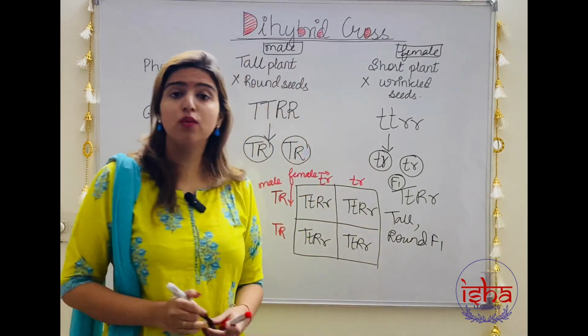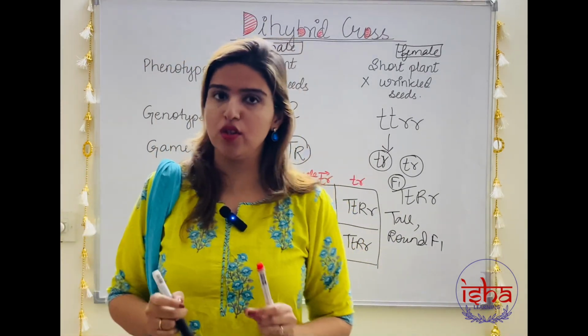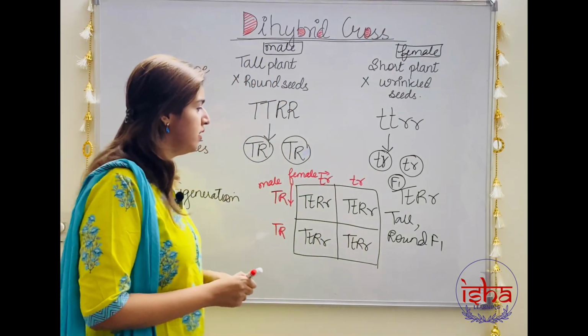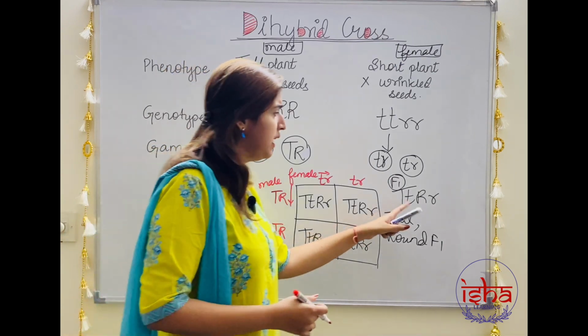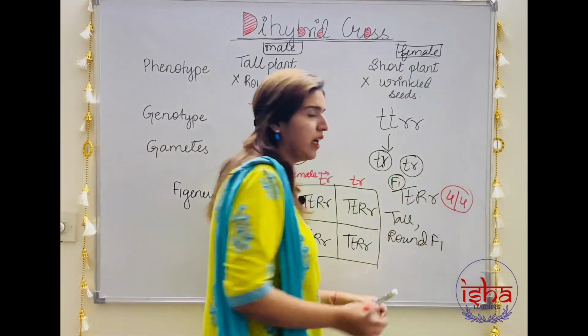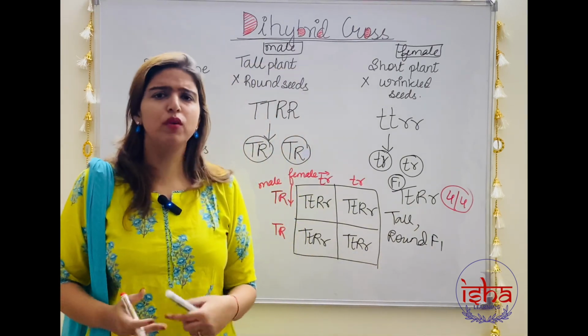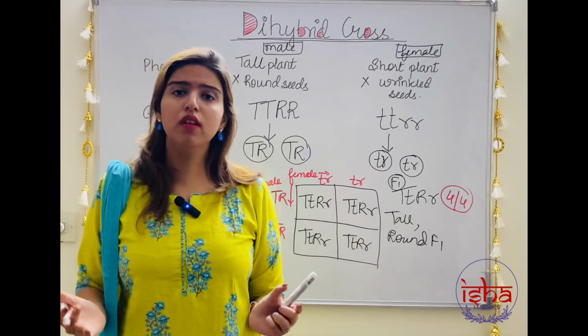Now if I ask you the genotypic and phenotypic ratio for the F1 generation, it is going to be what? All plants are of the same type. So only one genotype is possible, so it will be 4 on 4. Similarly for the phenotype. So here the genotypic and phenotypic ratio don't matter much because all the 4 offsprings are of the same type.